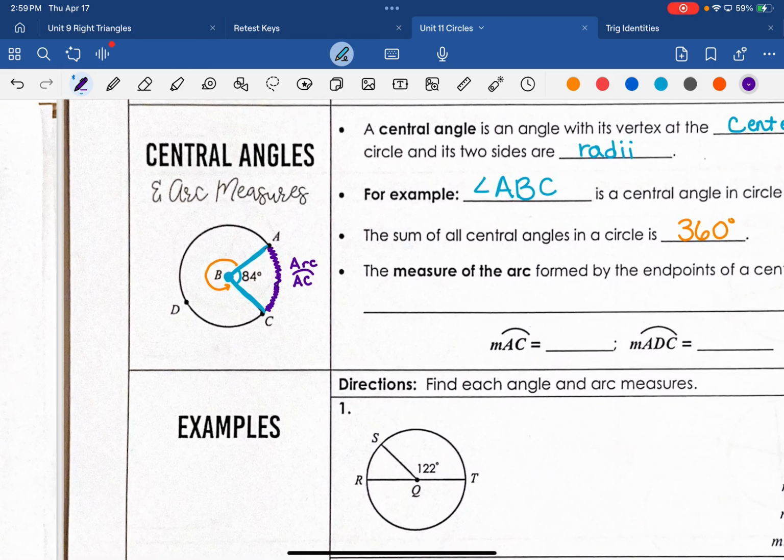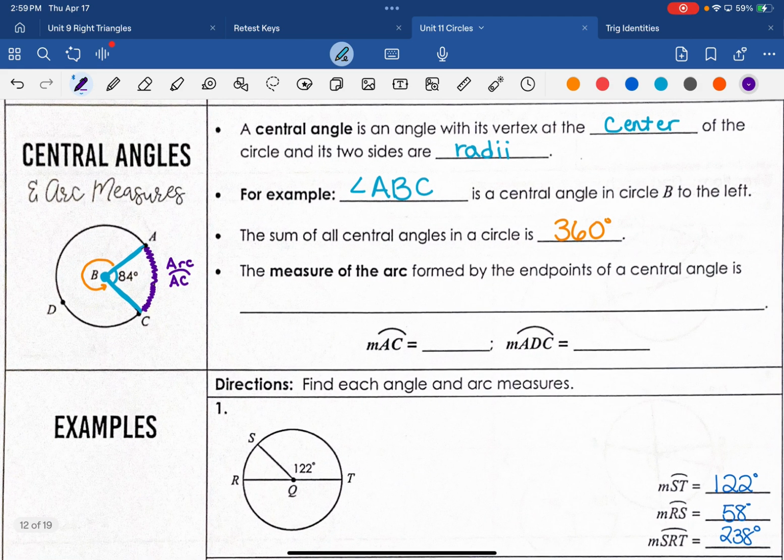The arc of the circle is formed by the endpoints of the central angle, and it is equal to the measure of its central angle. So that arc is 84 degrees right there. So arc AC is 84 because the central angle is 84. Those are going to be equal to each other.